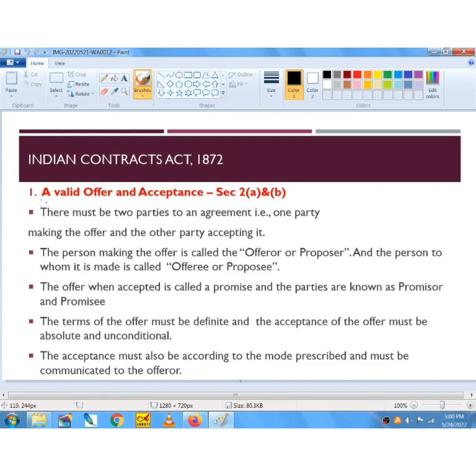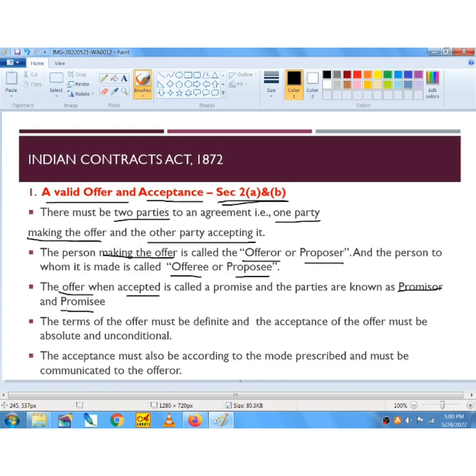So the first essential is a valid offer and acceptance. It is defined under section 2A and 2B. So for an agreement, there must be two parties. One person cannot make a contract with himself. There must be two parties to the agreement. One party will make the offer and the other will accept it. The person making the offer is called the offeror or proposer, and the person to whom it is made is called the offeree or proposee. If the offer is accepted, then the offeror, proposer will become the promisor, and the offeree, proposee will become the promisee, and the offer will become a promise.